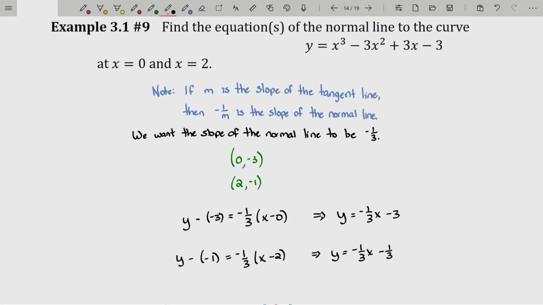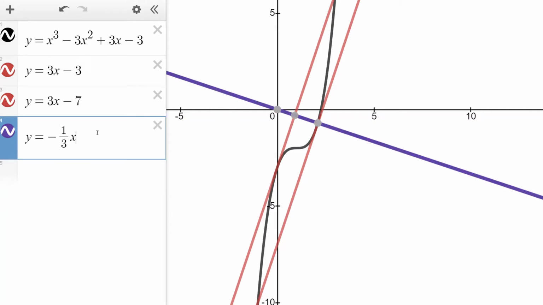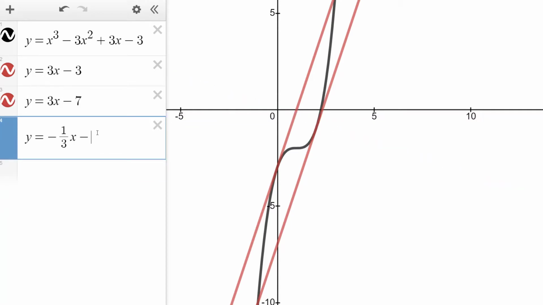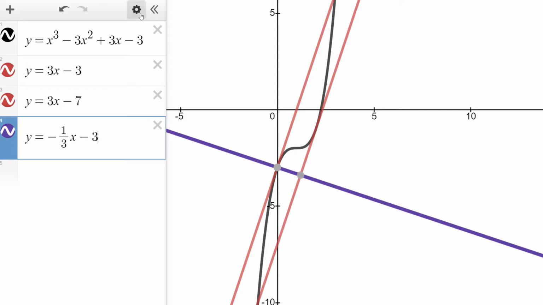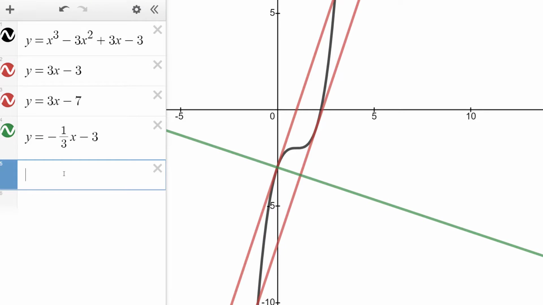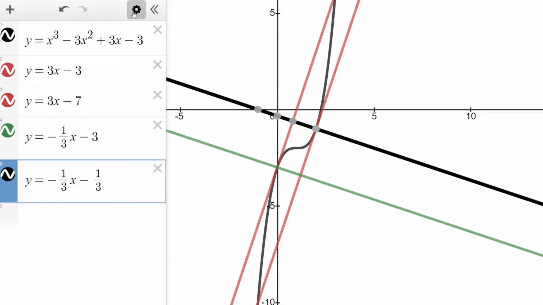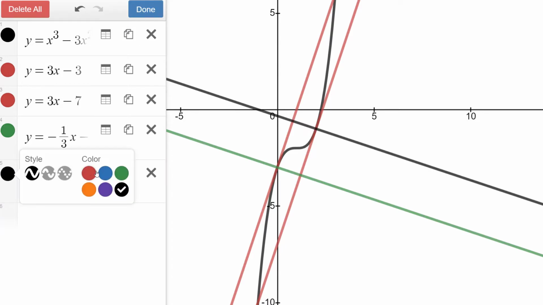And now what we'll do is we'll go ahead and hop over to Desmos and graph these. Here we are. I'm just going to get that more centered for us. And I'll graph in here y equals -1/3 x and then -3. What I'm going to do is use the color green for my normal lines. And let's also do y is equal to -1/3 x and -1/3. Okay, and then again, I want that to be green. And then we'll zoom in and take a look at this.